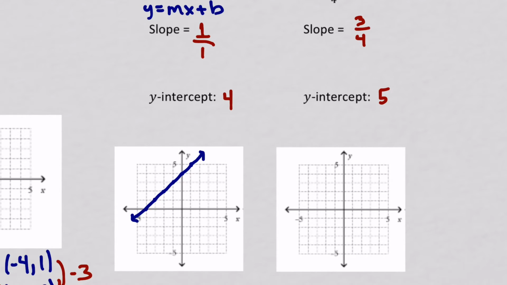There you go. Okay, your turn. Graph the other one. Pause the video now, graph it first, then come back and check the answer.